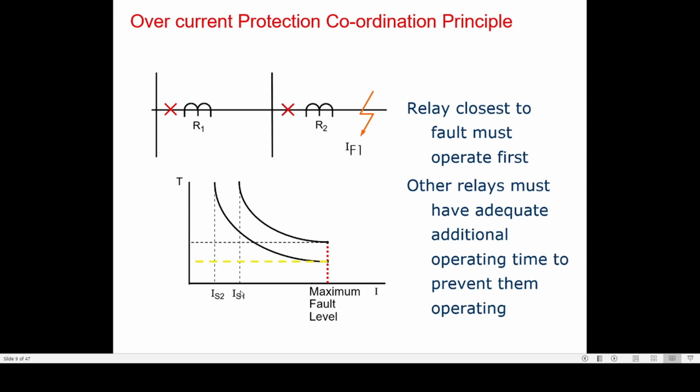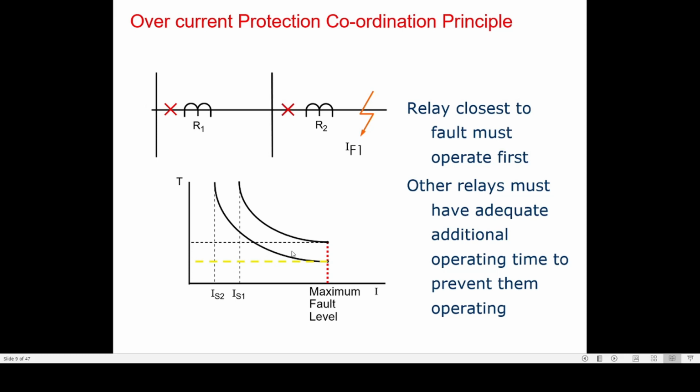Suppose this is the fault, IF1 is showing the fault. So the time of operation of relay R1 is this magnitude, and the time of operation of relay R2 is this magnitude. That means the fault which is closer to the source will be cleared earlier compared to the fault which is further away from the source.